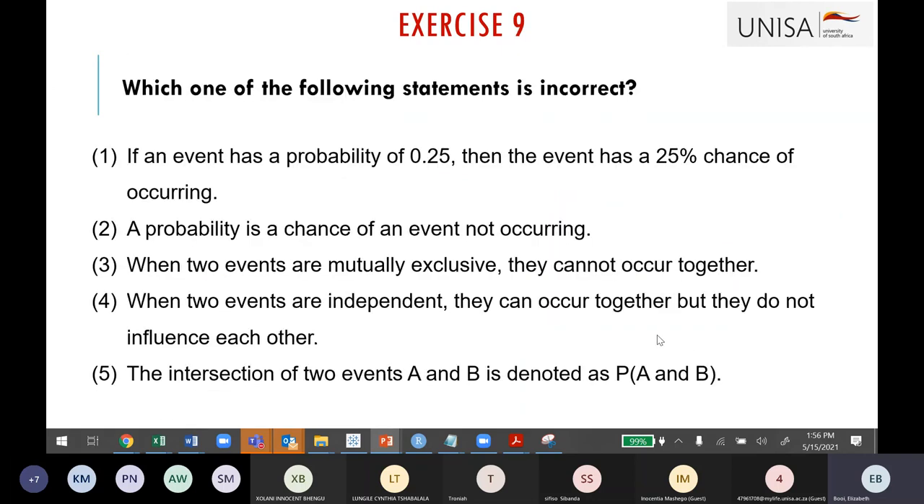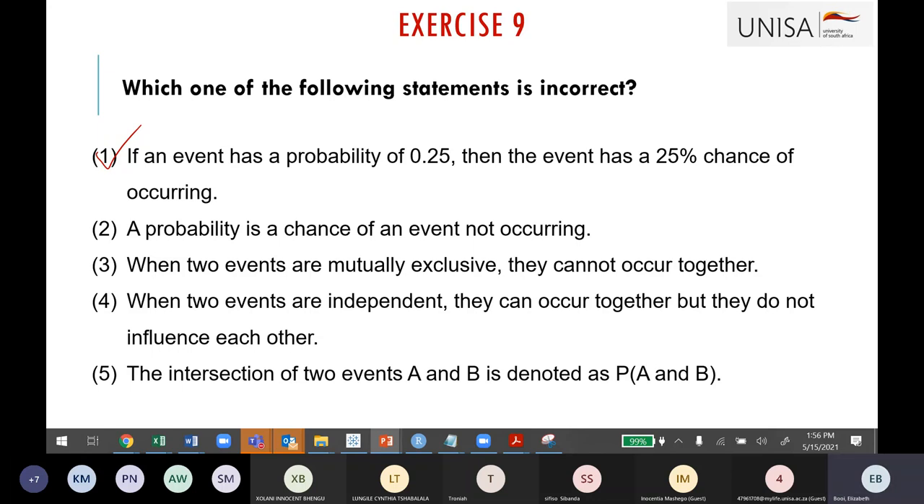Okay, let's see if we can fit in another long question in the next 4 minutes. Which one of the following statements is incorrect with regards to probabilities? Number 1: if an event has a probability of 0.25, then that event has a 25% chance of occurring. Is that statement correct? Yes, that statement is correct, because they just take that and convert it into proportions.